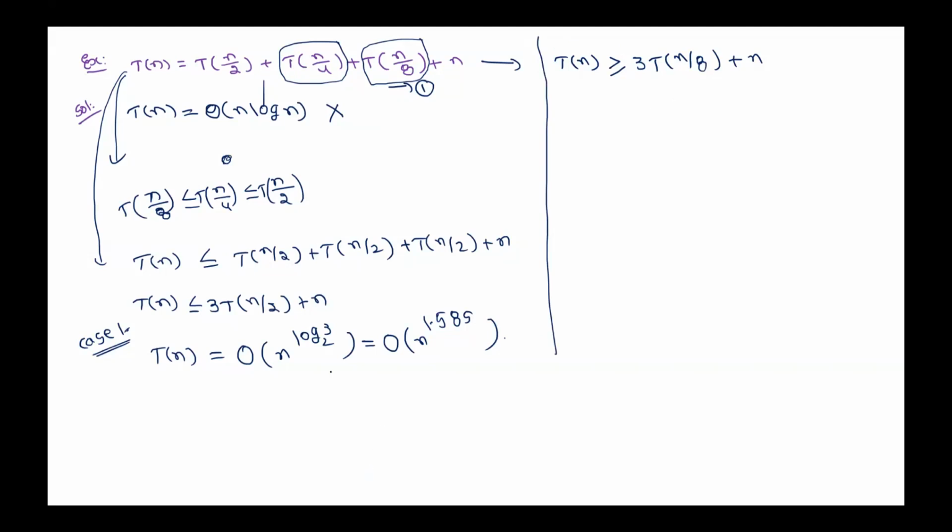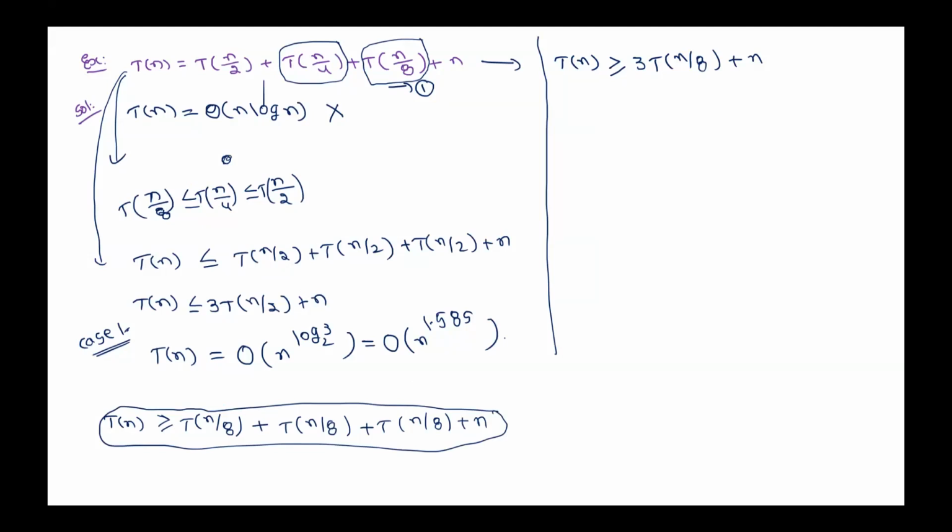Is it clear or do you want me to elaborate? Okay, I'll elaborate. T of n is greater than or equal to T of n by 8. In place of n by 2, I have written n by 8. N by 4 also n by 8. N by 8 already n by 8. Plus n. Is this correct?